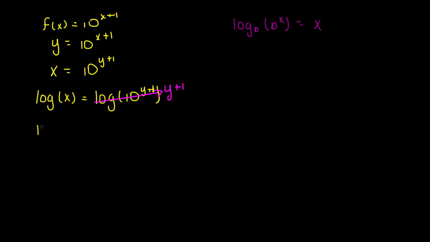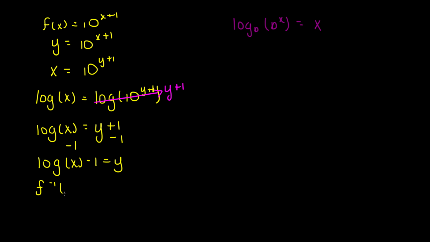Now we're looking at log of x equals y plus 1. Subtract 1 from both sides to isolate y. We have log of x minus 1 equals y. Replace the y with my inverse function, so we get log of x minus 1.